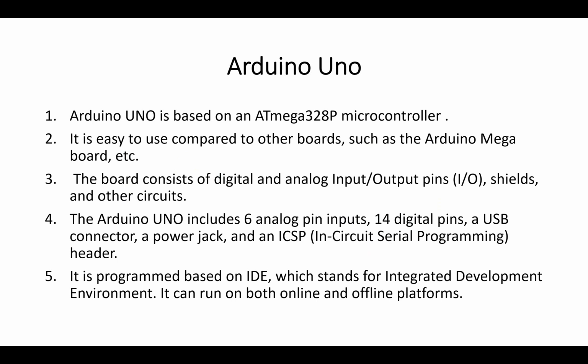Arduino Uno. Arduino Uno is based on the ATmega328P microcontroller. It is easy to use compared to other boards such as the Arduino Mega board. The board consists of digital and analog input and output pins, shields, and other circuits. The Arduino Uno includes 6 analog input pins, 14 digital pins, a USB connector, a power jack, and an ICSP, meaning in-circuit serial programmer.